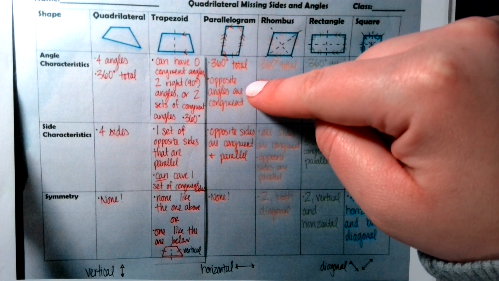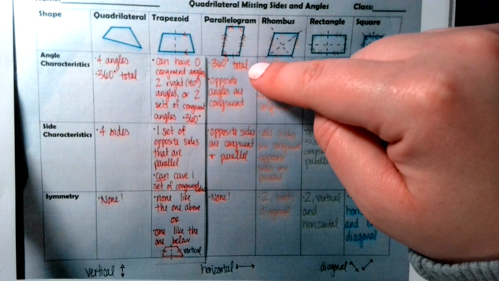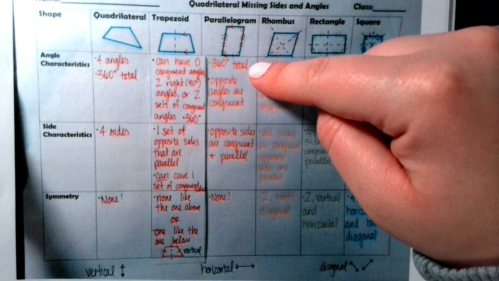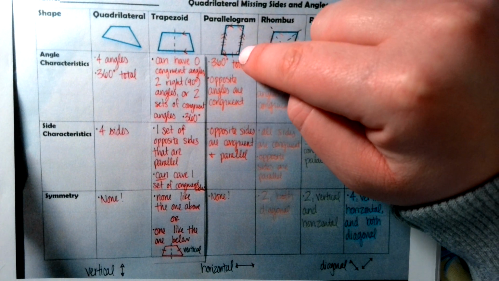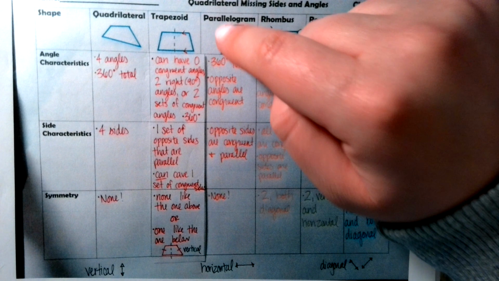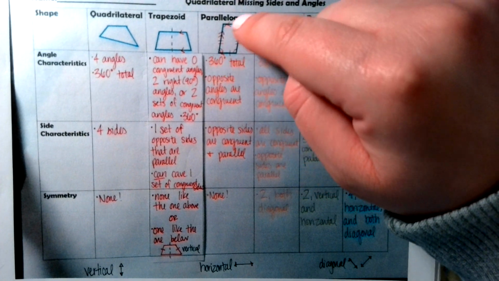A parallelogram is like a rectangle that just kind of got leaned over. It still has 360 degrees total for its angles, but opposite angles here are congruent. You can kind of see it in that shape. Those opposite angles both have 1 line in them because they're the same. These angles have 2 lines in them because they're the same.